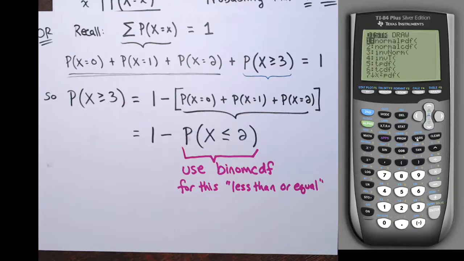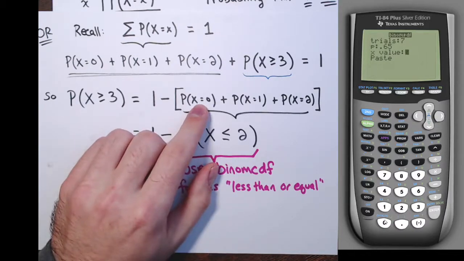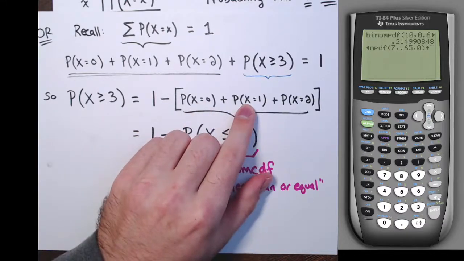We go back to that distribution area and hit alpha A. The A was the binomial PDF. There were 7 trials. The probability of success on one trial in this case was 0.65. And first I'm going to do the 0 successes. And then I'm going to add to this the probability of getting exactly 1 success. So plus, and then I go back again to distributions, hit alpha A, binomial PDF comes up, and then 7 trials, 0.65, and then 1 success.